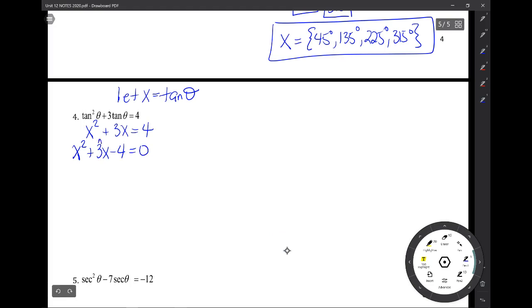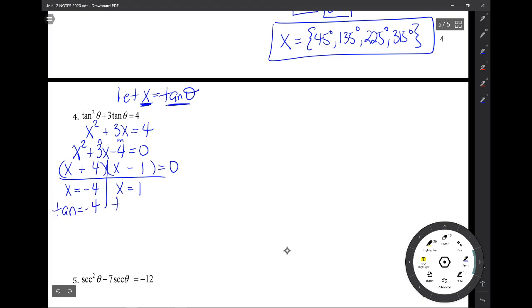We're going to use the AM method of factoring. So what multiplies to 4 but adds to 3? x times x, 4 times 1. And because the 3 is positive, it's going to be plus minus. T-chart it up. I get x equals negative 4, x equals 1. But remember, x is representing tan, so this is really tan theta equals negative 4, and tan theta equals 1.